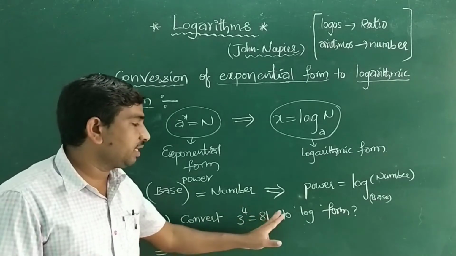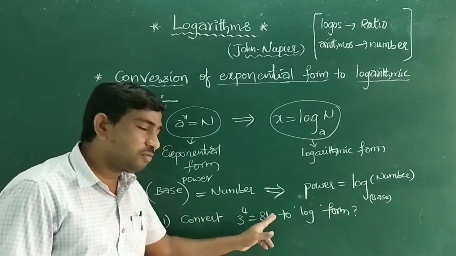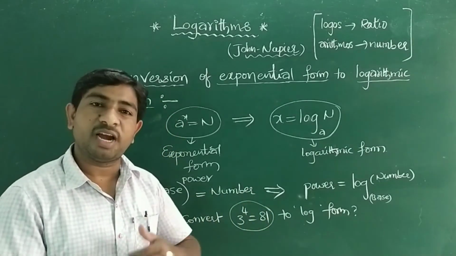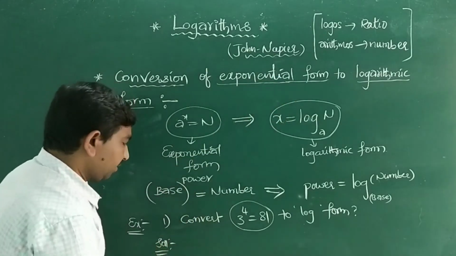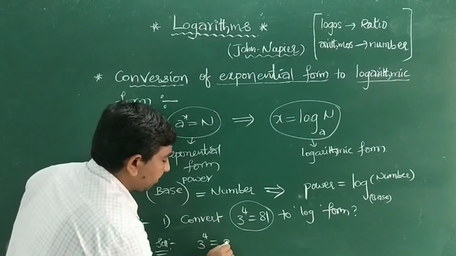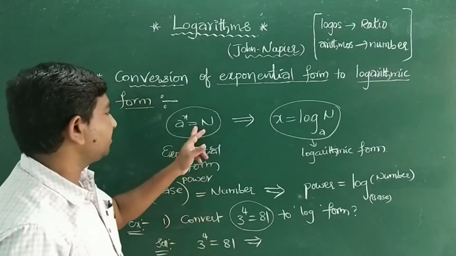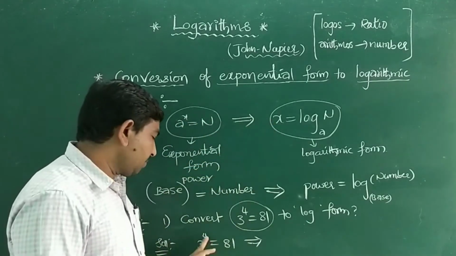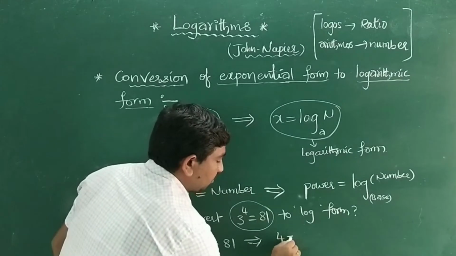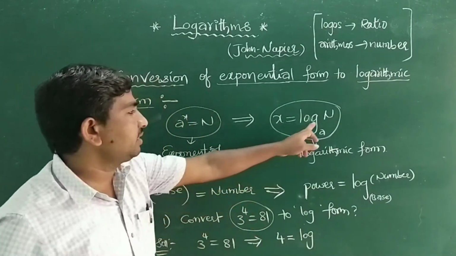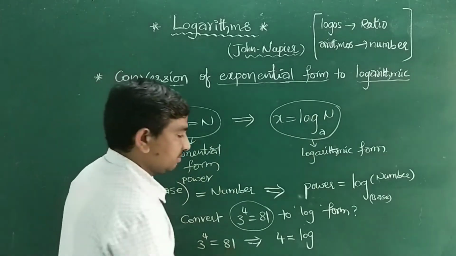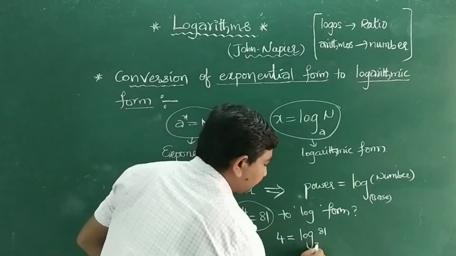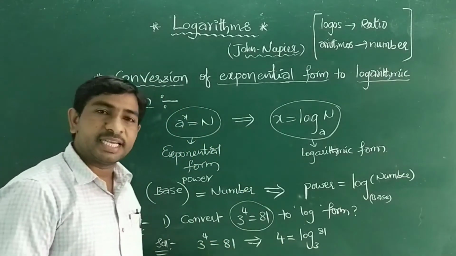Now let us see the first example: convert 3 power 4 is equal to 81 to log form. 3 power 4 is equal to 81 is the exponential form, and we have to convert it into logarithmic form. According to our formula, a power x is equal to n, we write the power is equal to log of the number to the base. What is the power here? 4. So 4 is equal to log 81, and the base is 3. That is the logarithmic form for this exponential form.